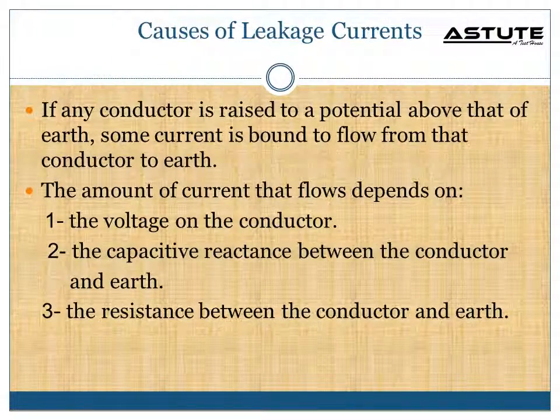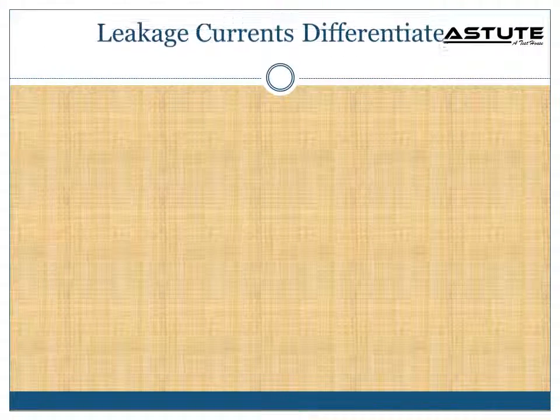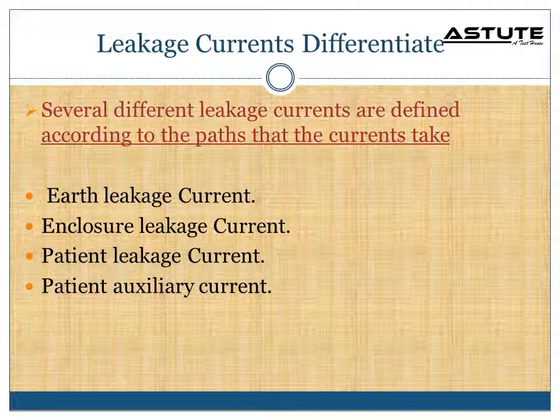Possible reasons for the flow of leakage current in the equipment are the voltage on the conductor, the capacitive reactance between the conductor and earth, and the resistance between the conductor and earth. Different leakage currents are defined according to the paths that the currents take. There are several different types of leakage current, for example earth leakage, touch and chassis or enclosure leakage, patient leakage, and patient auxiliary current.